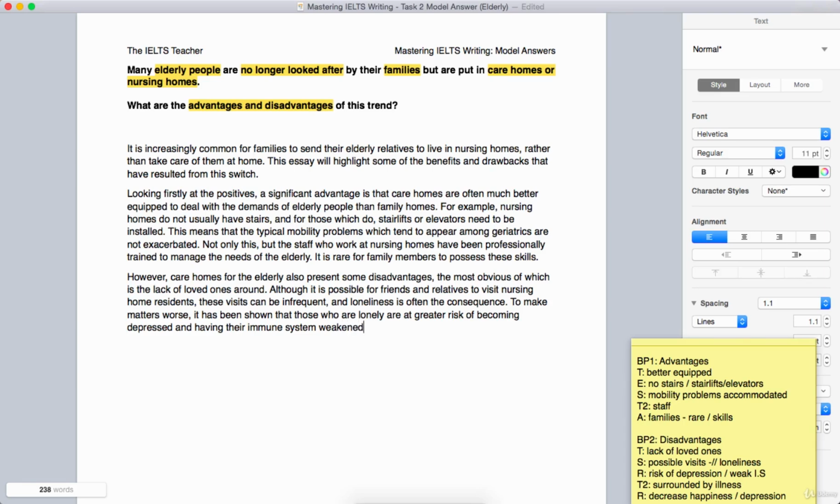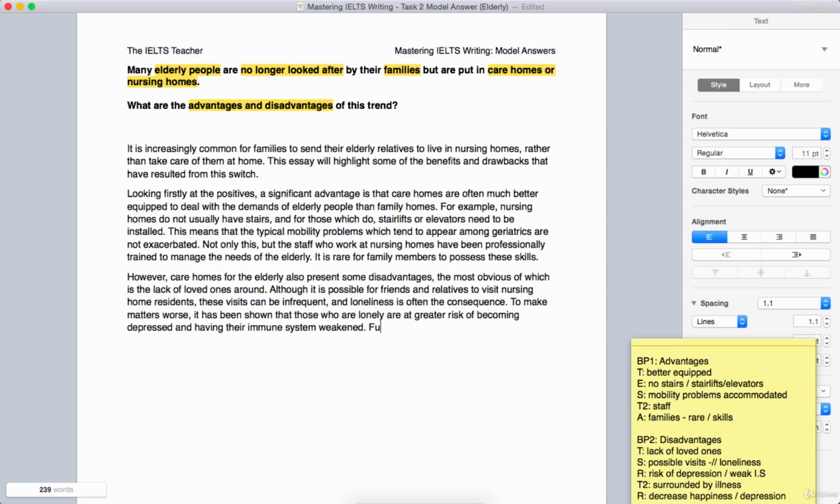To make matters worse, it has been shown that those who are lonely are at greater risk of becoming depressed and having their immune system weakened. Okay, we can end that sentence there. Lovely grammar that we've used as well, showing our mixture of active and passive voice. And now we can move into the second disadvantage.